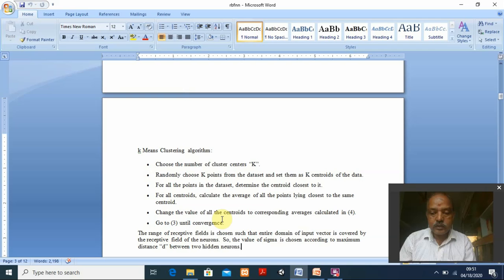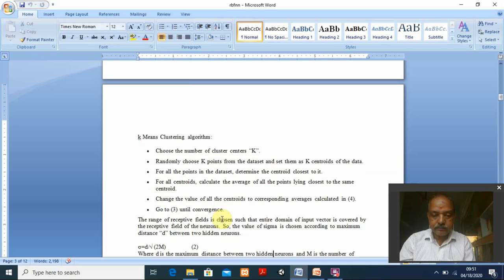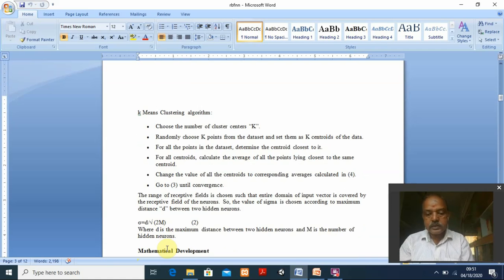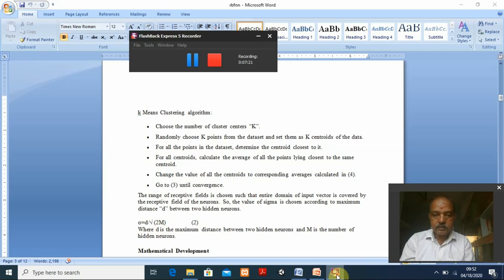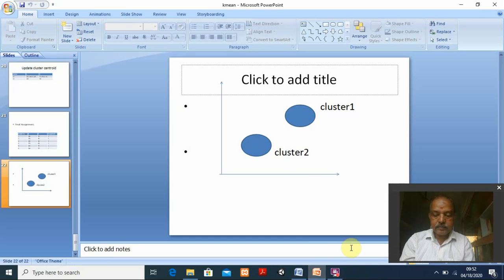So using these things, we can calculate the maximum distance d between the neurons, and d and sigma are related by an equation. This sigma is equal to d divided by the square root of 2m. M is the number of neurons in the hidden layer. I already showed you what sigma is, and d is the maximum distance. So all the things are represented here. Now let us go to our PowerPoint presentation where we can explain everything.